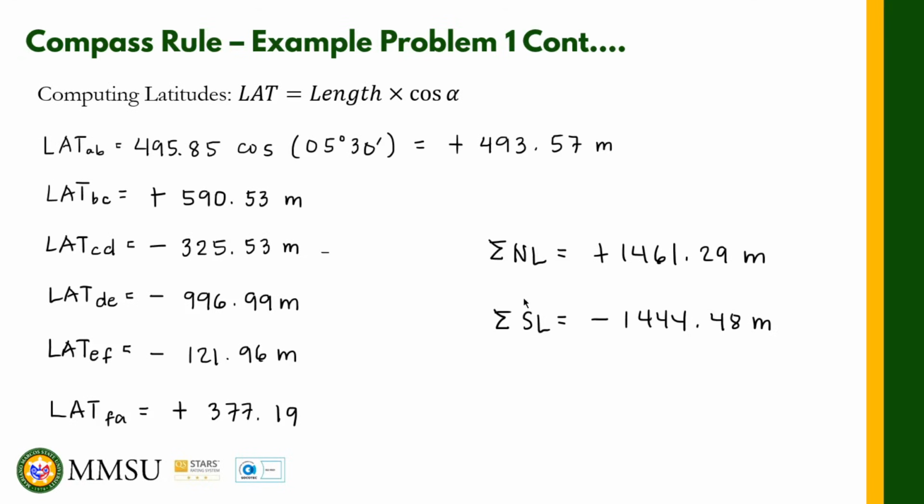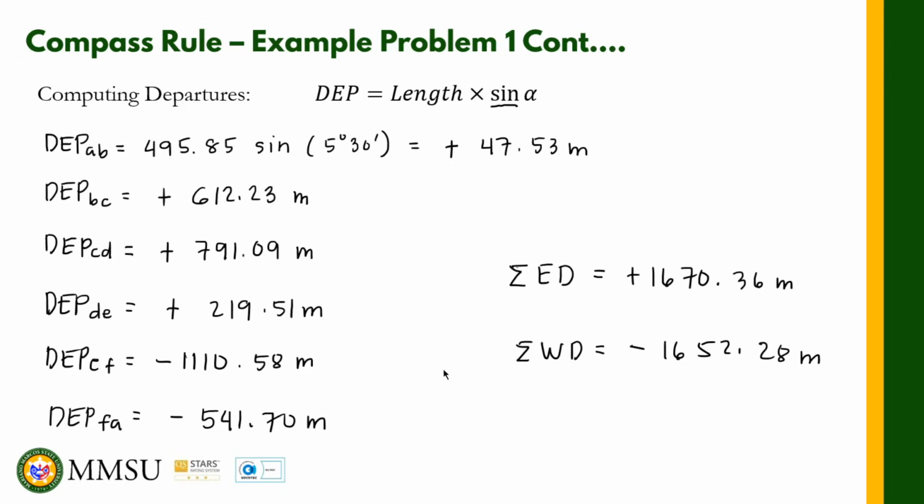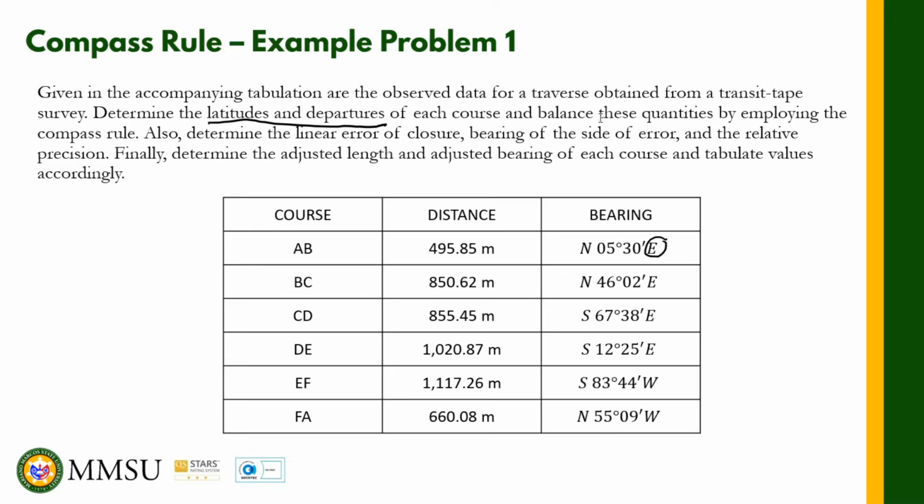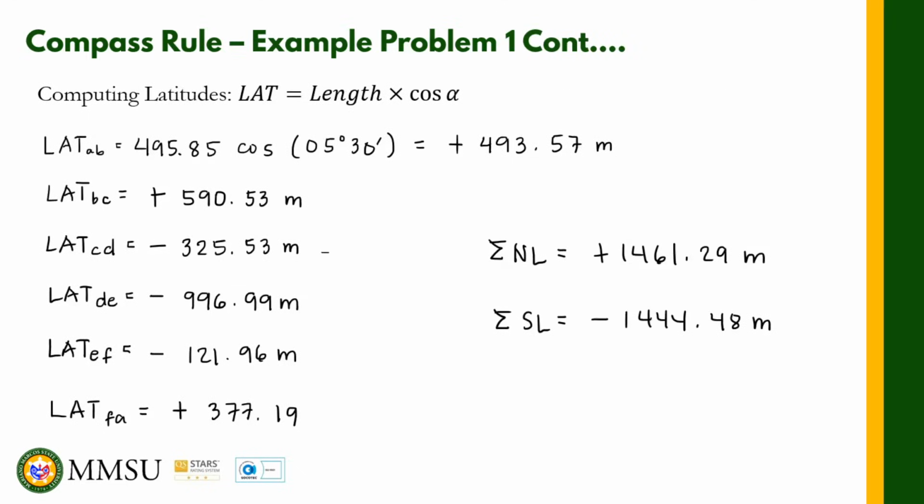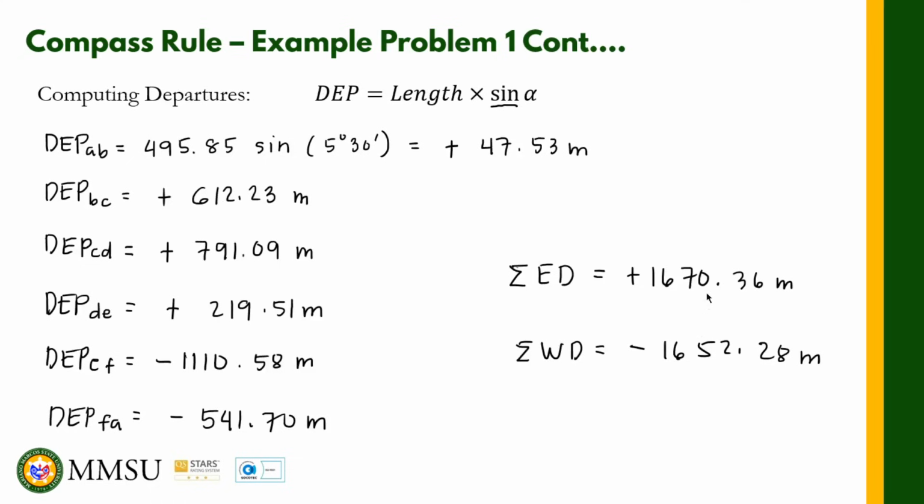Itong north latitude tsaka south latitude dapat pag pinag-add natin ito equal to 0. The same is true for the east departure and west departure. Dapat pag pinag-add natin ito should be equal to 0. Pero since nakikita naman natin obvious na hindi sila parehas, meron tayong linear error of closure, and we need to i-balance natin. Ibig sabihin gawin nating the sum should be equal to 0.